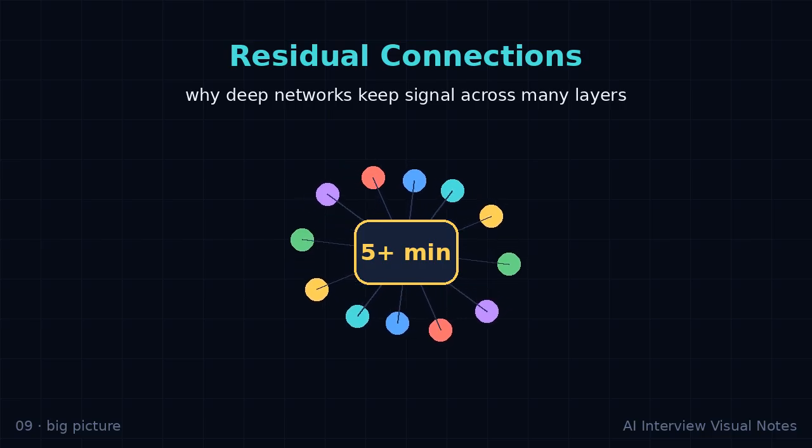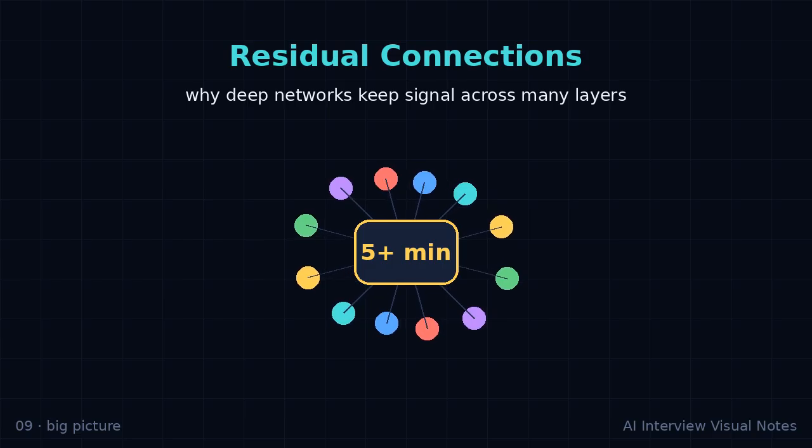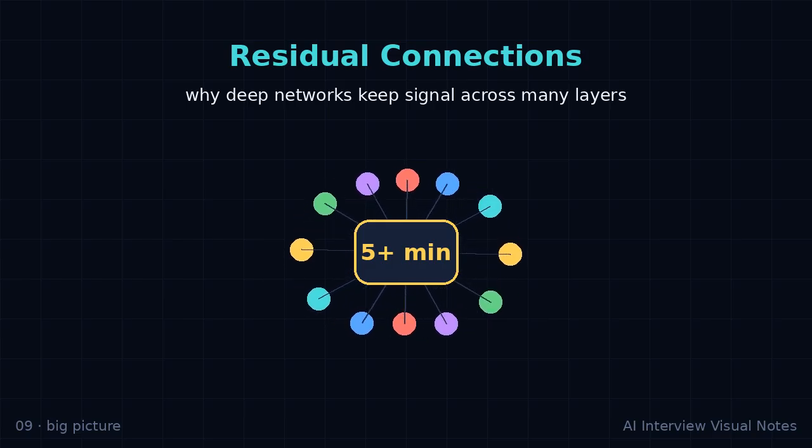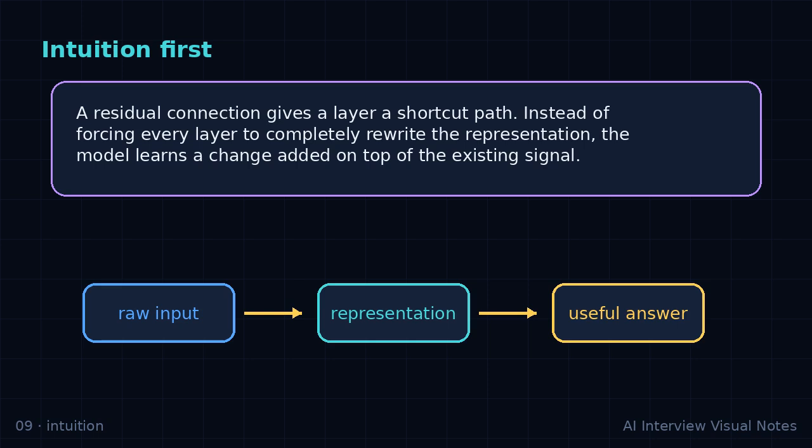Intuition. A residual connection gives a layer a shortcut path. Instead of forcing every layer to completely rewrite the representation, the model learns a change added on top of the existing signal. If you remember only one thing, remember the shape of the problem. Raw information is transformed into a representation that makes the next decision easier.